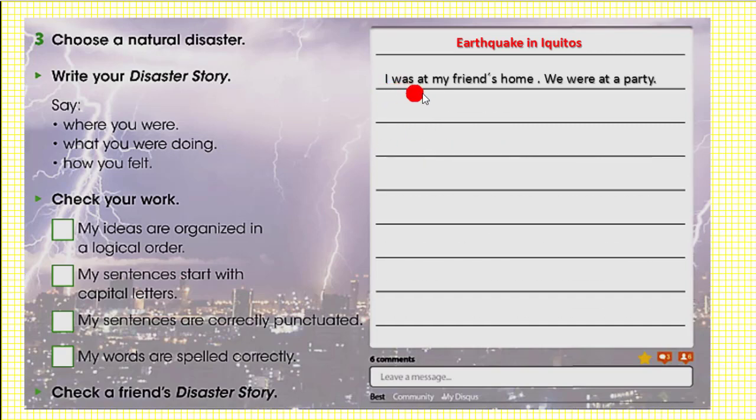So we have, I was at my friend's home. We were at the party. Estuvimos en la casa de mi amigo. Y estuvimos en una fiesta. Entonces ahí estoy respondiendo where you were. ¿Dónde estuviste? Continue, sigo pensando, poniendo las ideas.